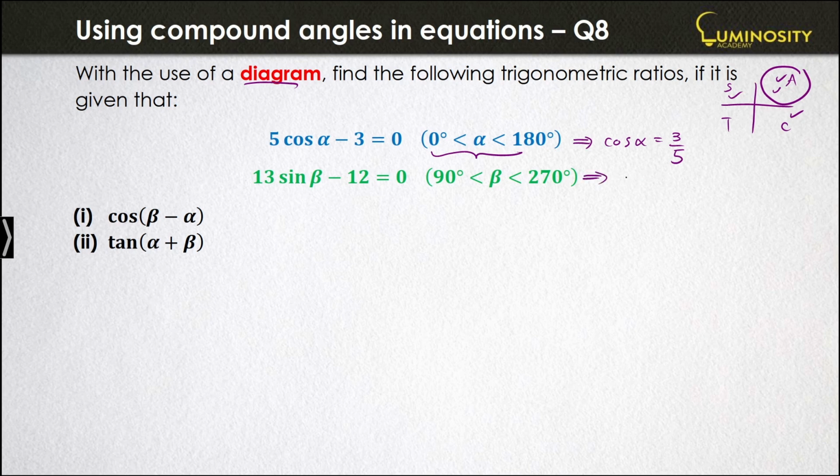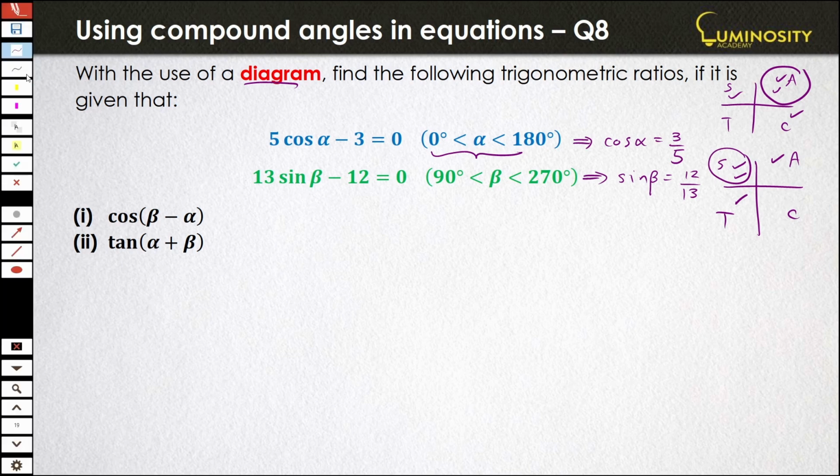Then, for this one here, if I add 12 and then divide by 13, I get sine beta equals 12 over 13. And again, sine is positive in the first and second quadrants, but because I want it between 90 and 270, that means greater than 90 and less than 270 is going to be second or third quadrants. So where they overlap is the second quadrant.